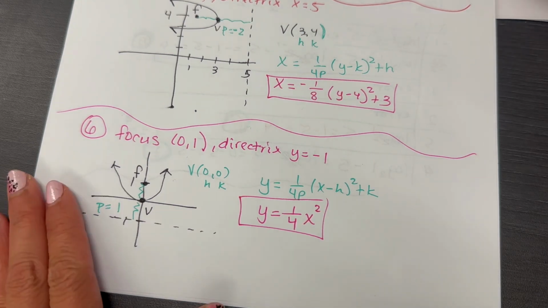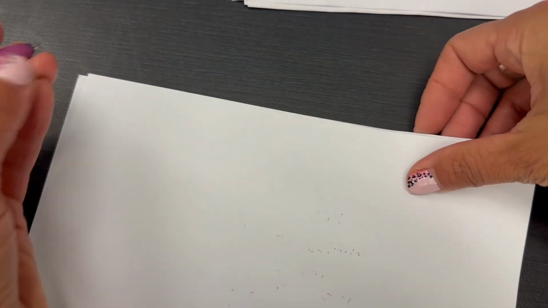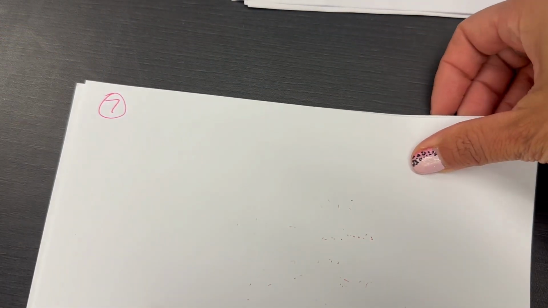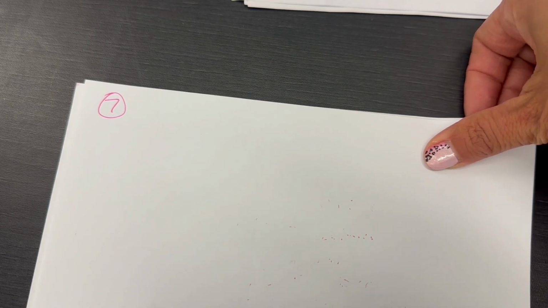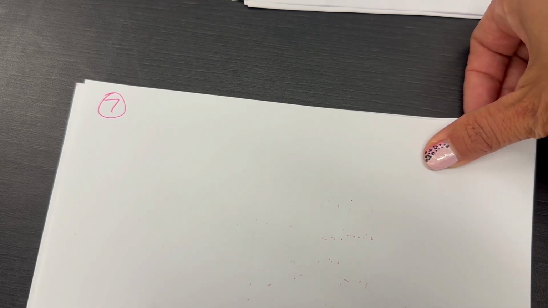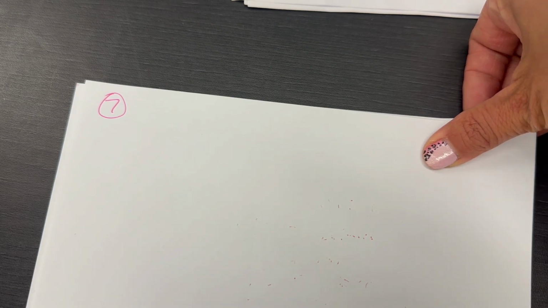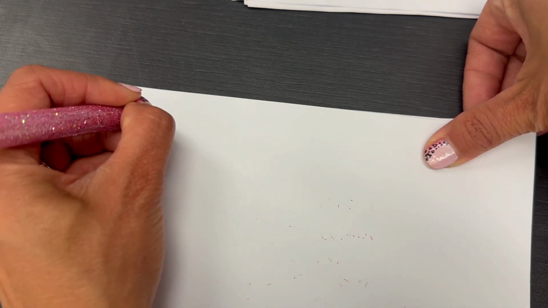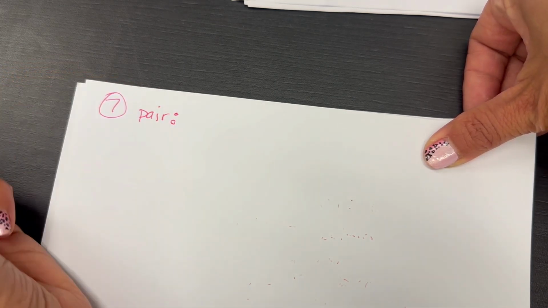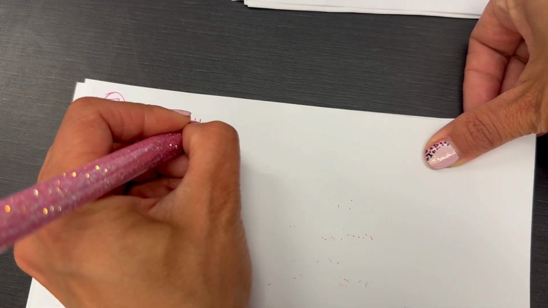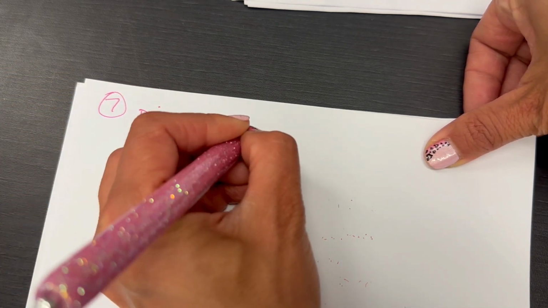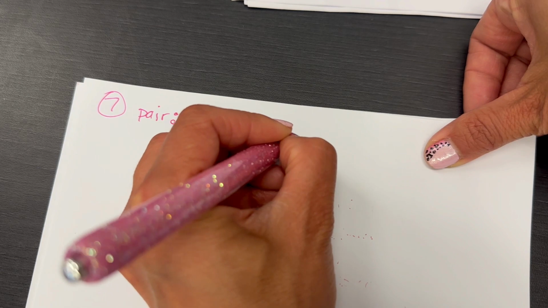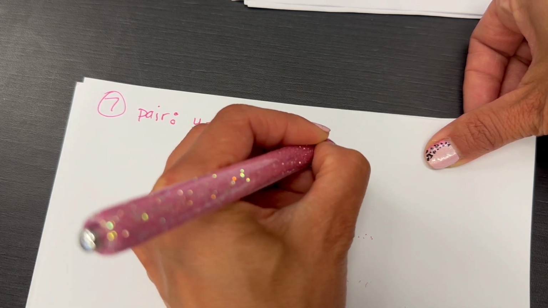Number 7. Number 7 says, consider the pair of functions given in the first column. Determine if the two functions are equivalent after expressing the functions in logarithmic form and comparing them. So it's either going to be yes, they're equivalent, or no, they're not. Let's look at the first pair. The first pair is y equals 2 to the x and x equals log base 2 of y.